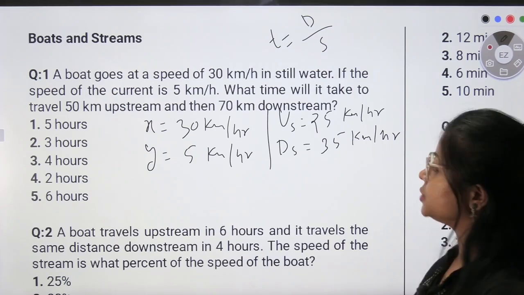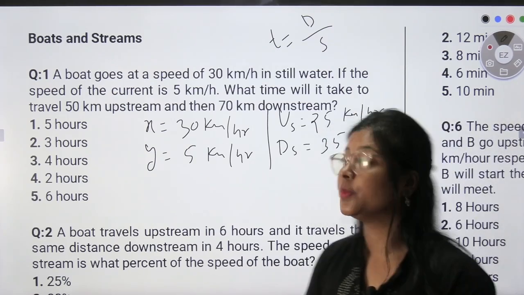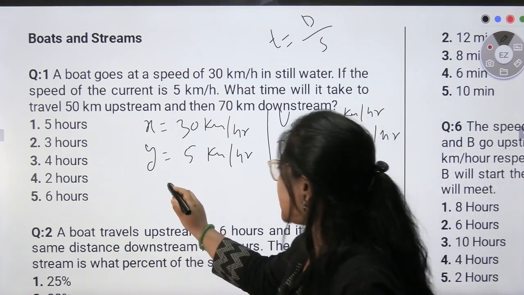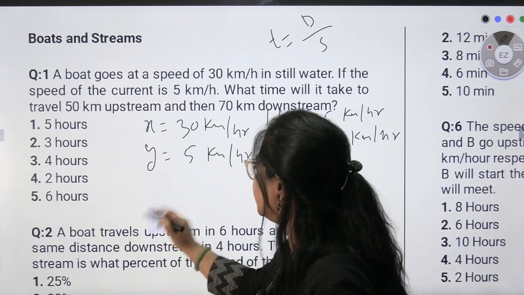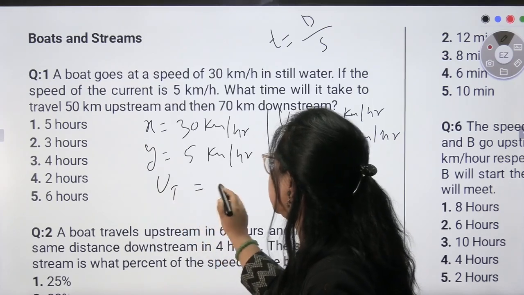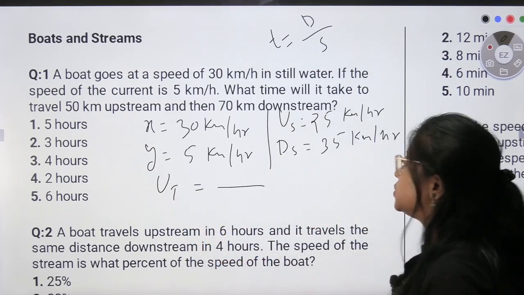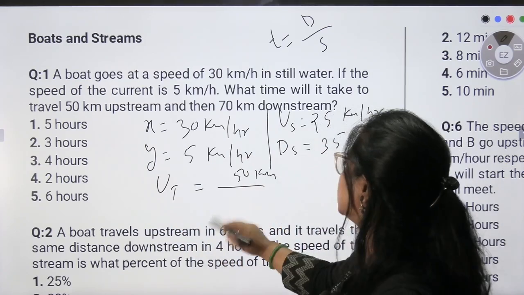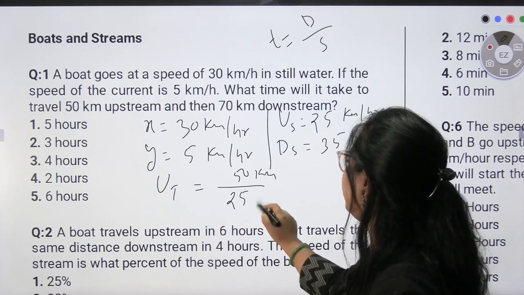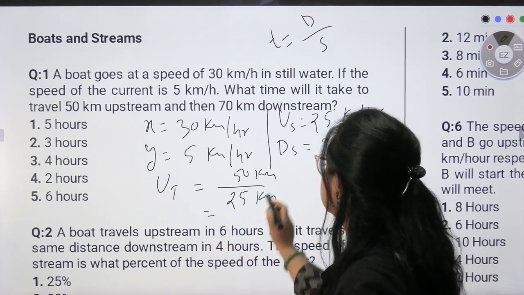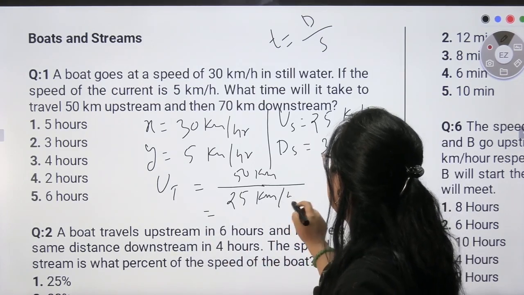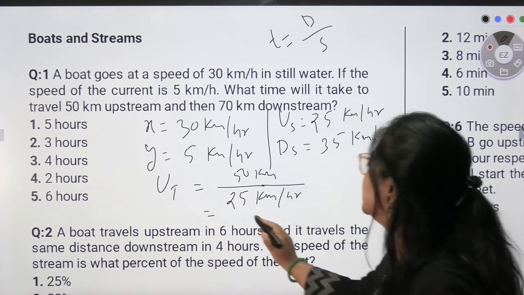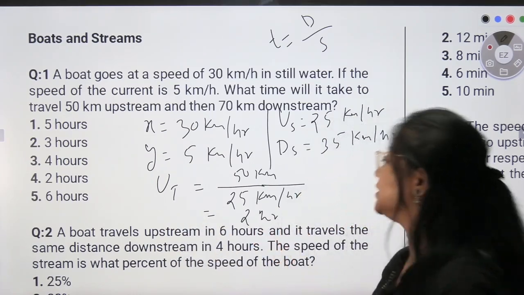Now I need to calculate time. Time to travel 50 km upstream, that means upstream time, is equal to distance by speed. So distance is 50 km divided by speed, which is 25 km per hour. So 50 kilometer by 25 kilometer per hour. From here we get the upstream time as 2 hours, isn't it? Okay, fine.